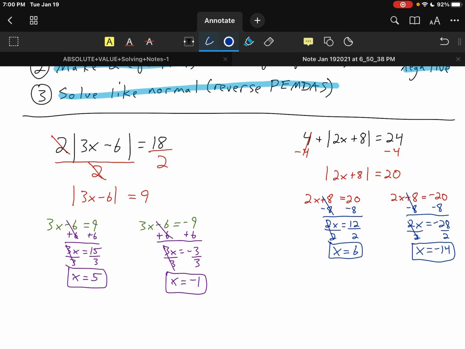So the key thing here is to get the absolute value bars by themselves before you make two separate equations. If you have any questions, please let me know.